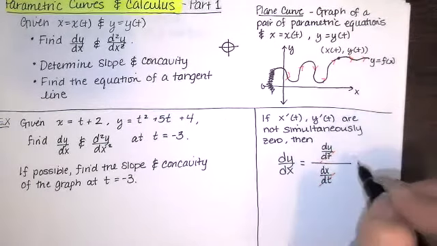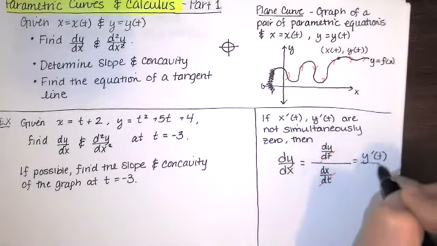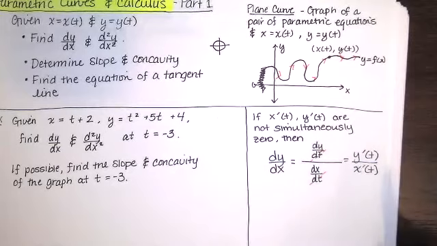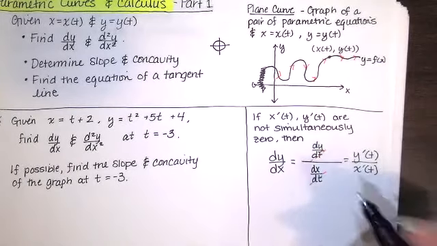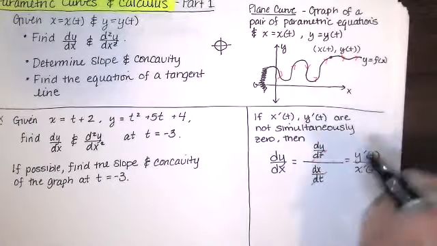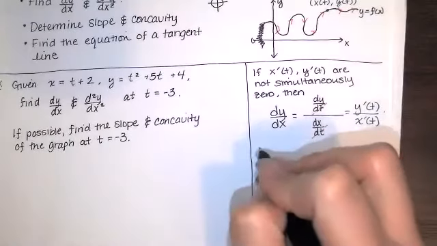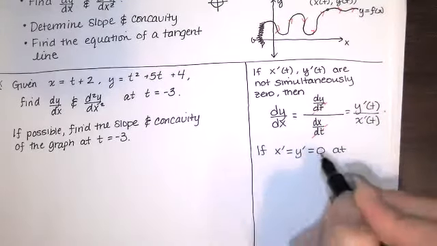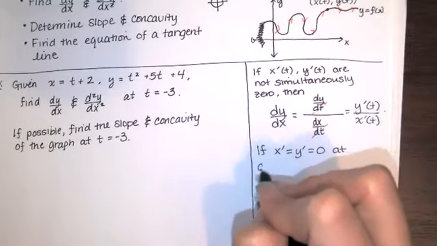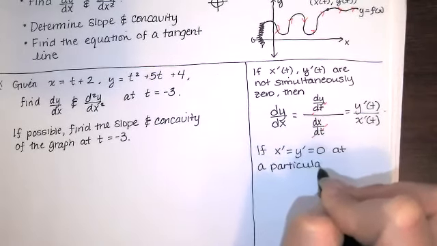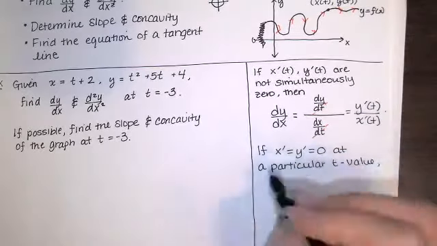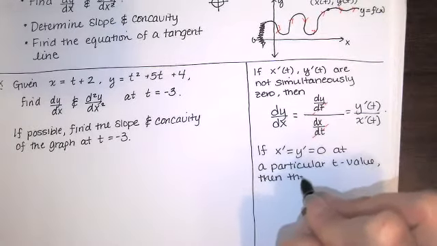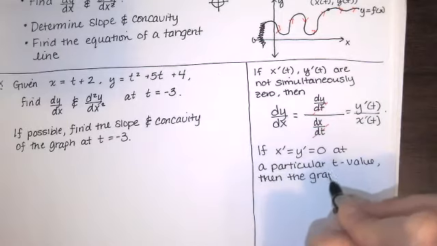Or if you prefer prime notation rather than Leibniz notation, you can just use y prime of t over x prime of t. And this is provided that x prime and y prime are not simultaneously 0. If x prime and y prime are both 0, our curve might have a sharp corner. So if x prime and y prime are equal to 0 at a particular t value, then the slope of the curve may not be defined there. So the graph may have a sharp corner in it.